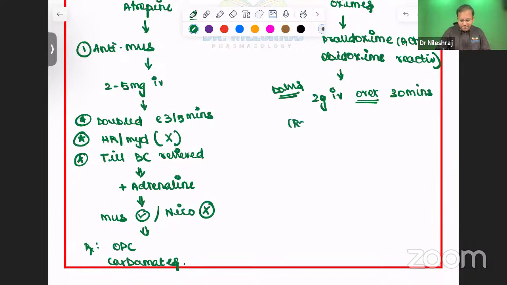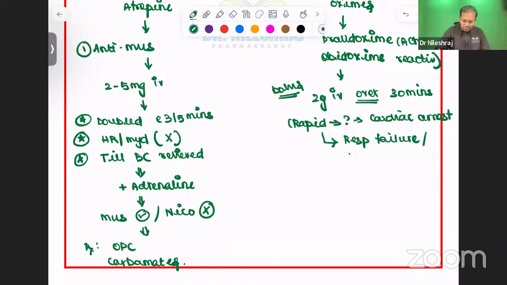Why not via rapid route? What if I administer it via rapid IV? It might produce cardiac arrest. Patients might develop cardiac arrest, but that's the first important adverse effect. The second one is, patients might further progress to respiratory failure or muscle weakness. Sir, how come there will be more chances of respiratory failure or muscle weakness? Understand this, buddy.